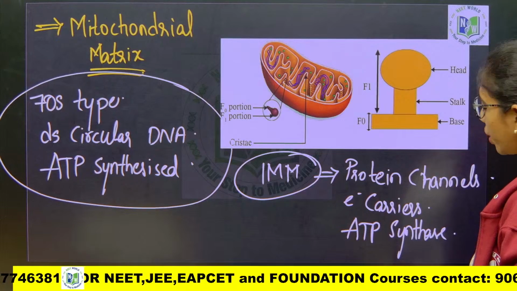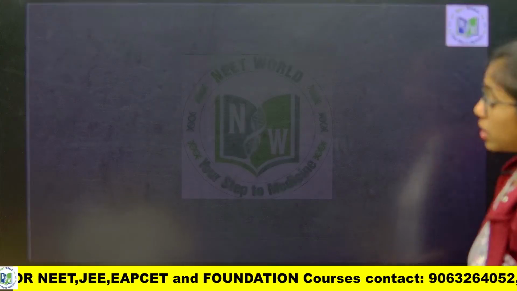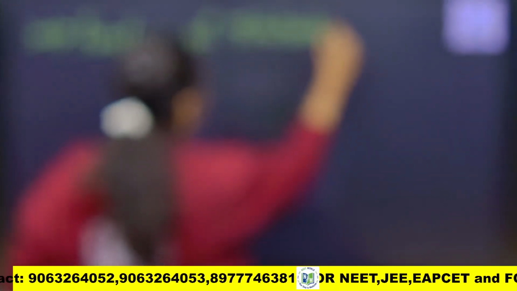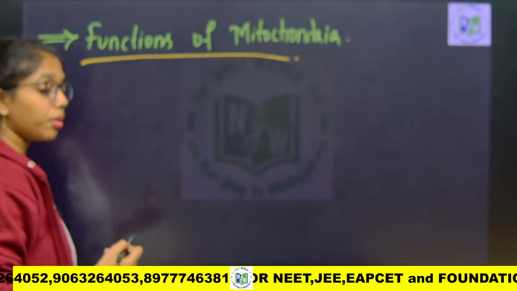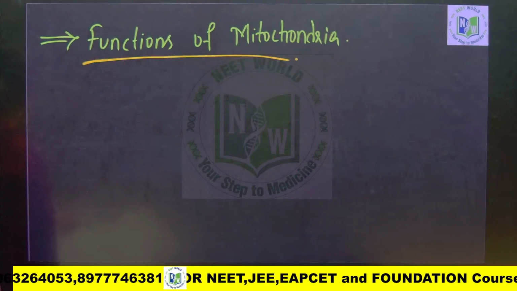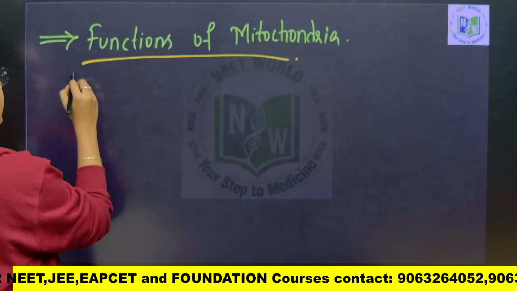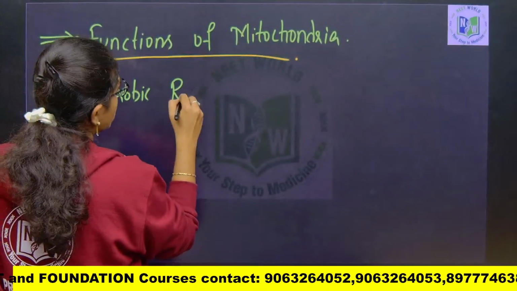Now, if we have to look into the functions of mitochondria, okay? Functions of mitochondria. You tell me what is the primary function of mitochondria? Synthesis of ATP. How ATP is being synthesized? Through aerobic respiration. So, mitochondria are the main parts or the main segments of what? Aerobic respiration. So, this will conduct aerobic, very good, aerobic respiration.